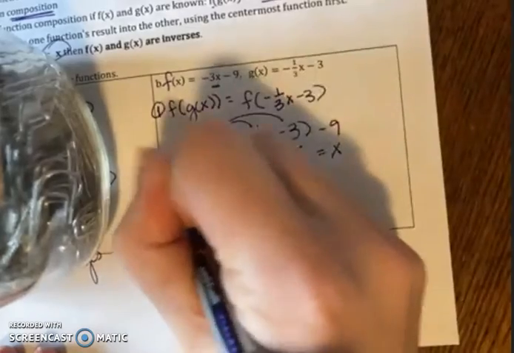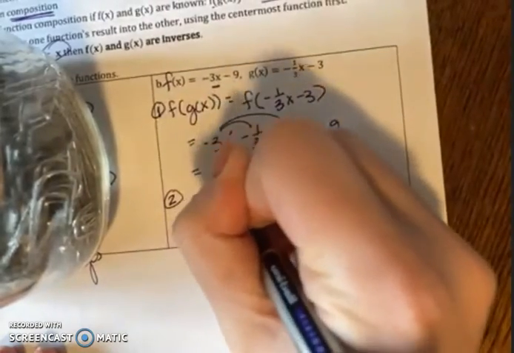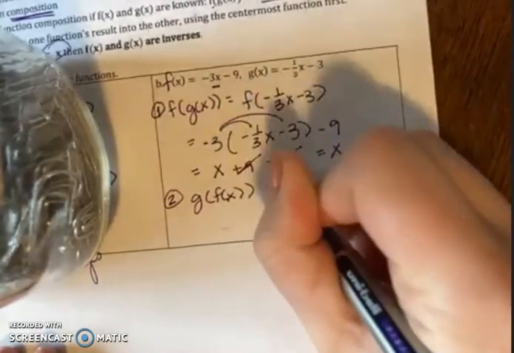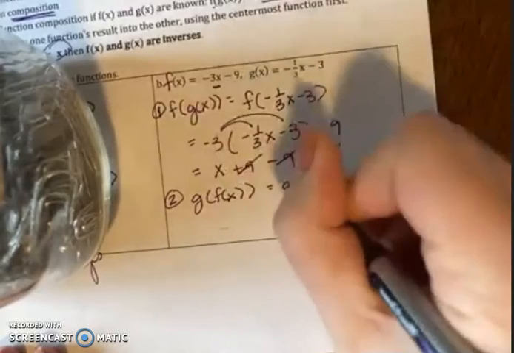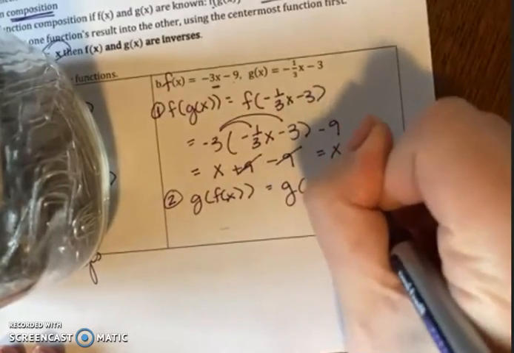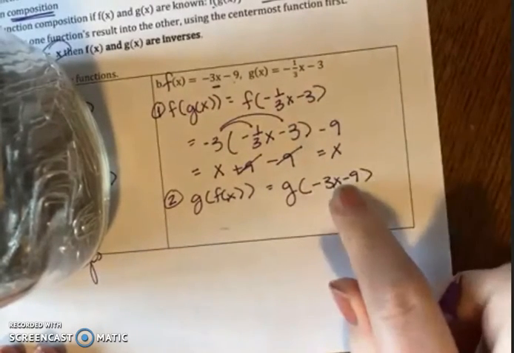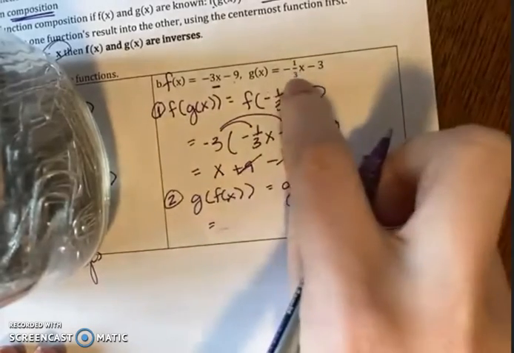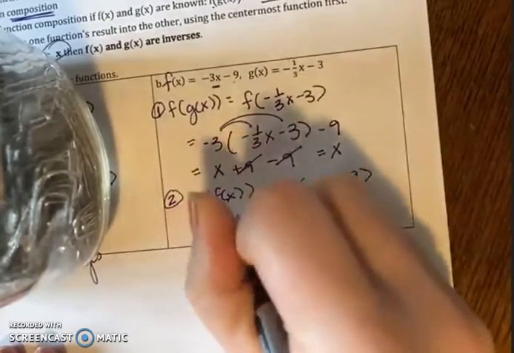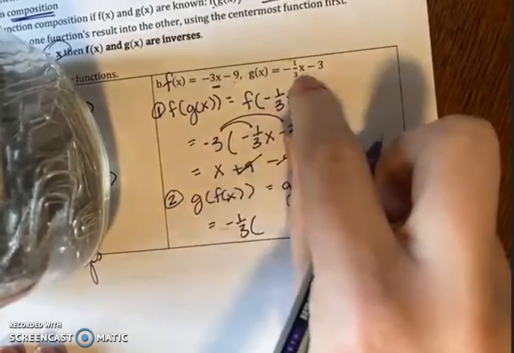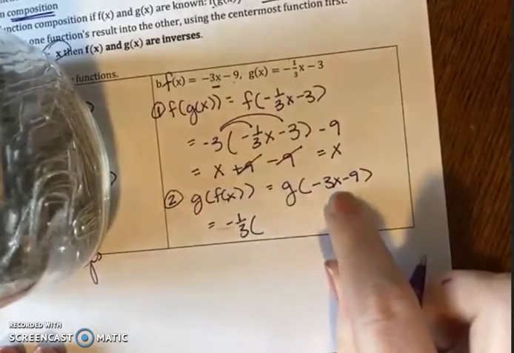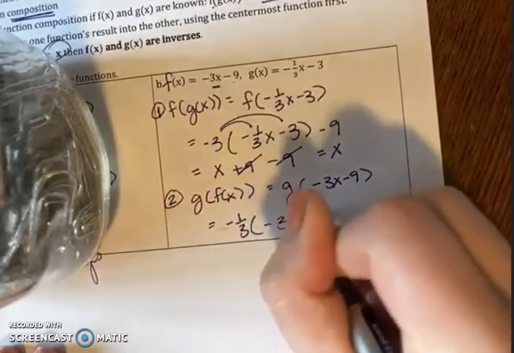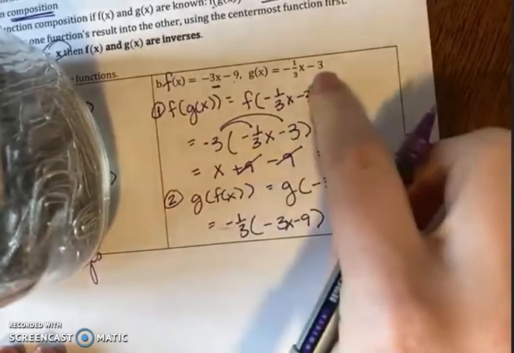Let's try the other way, g of f of x, which means I have g of the whole f of x function, negative 3x minus 9. This is what I'm replacing the x's with. So what I have here is a negative 1/3 times x, so I'm going to put that negative 3x minus 9 there, minus 3.